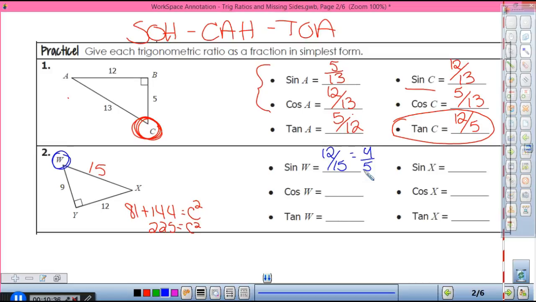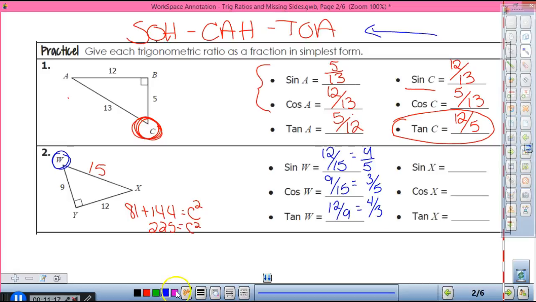Most of the time it's going to go in sine, cosine, tangent. Not necessarily, no. That's why you gotta know what they're asking for. Okay, so cosine is 9 over 15, which is 3/5. Tangent is opposite over adjacent, 12 over 9, which is 4/3.